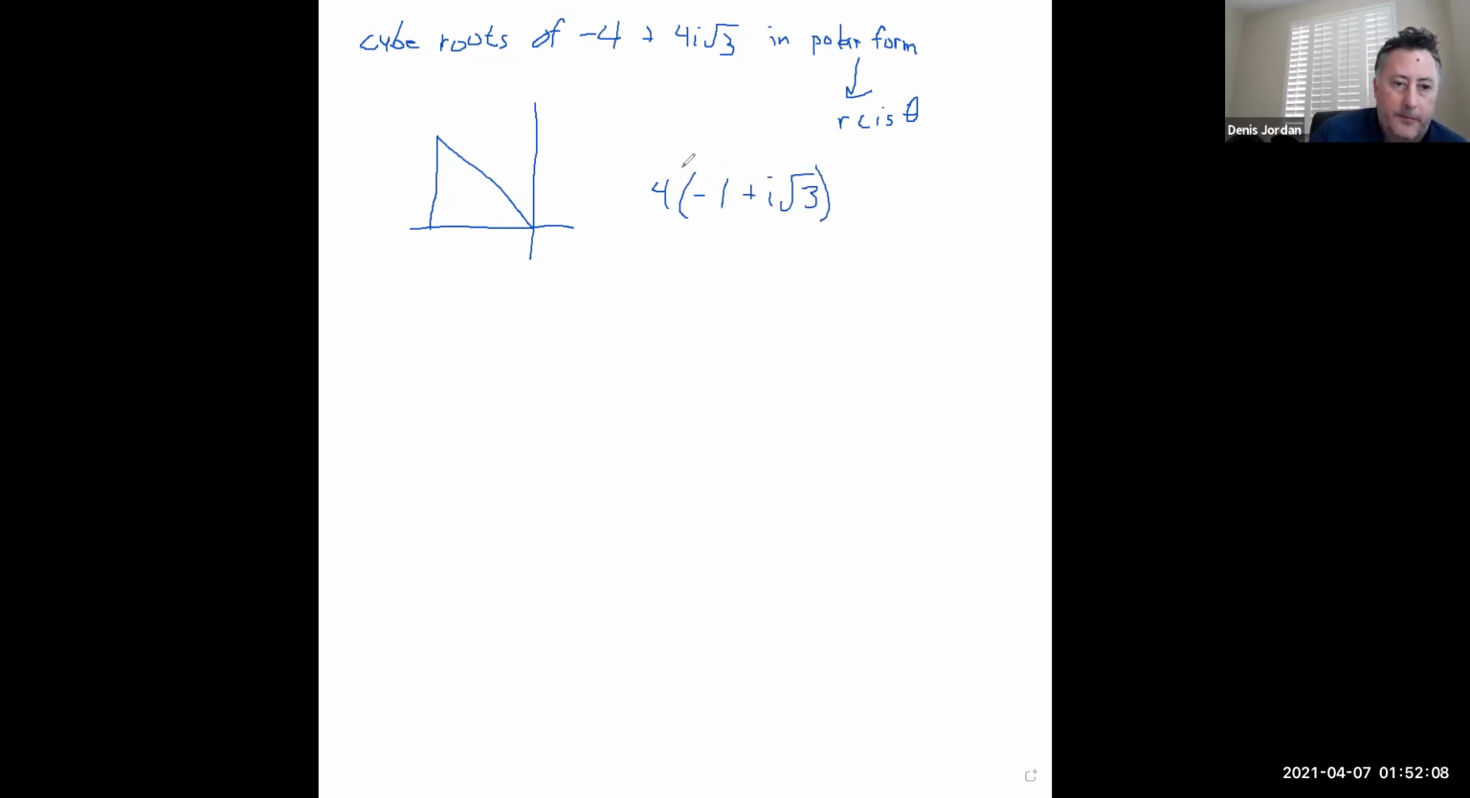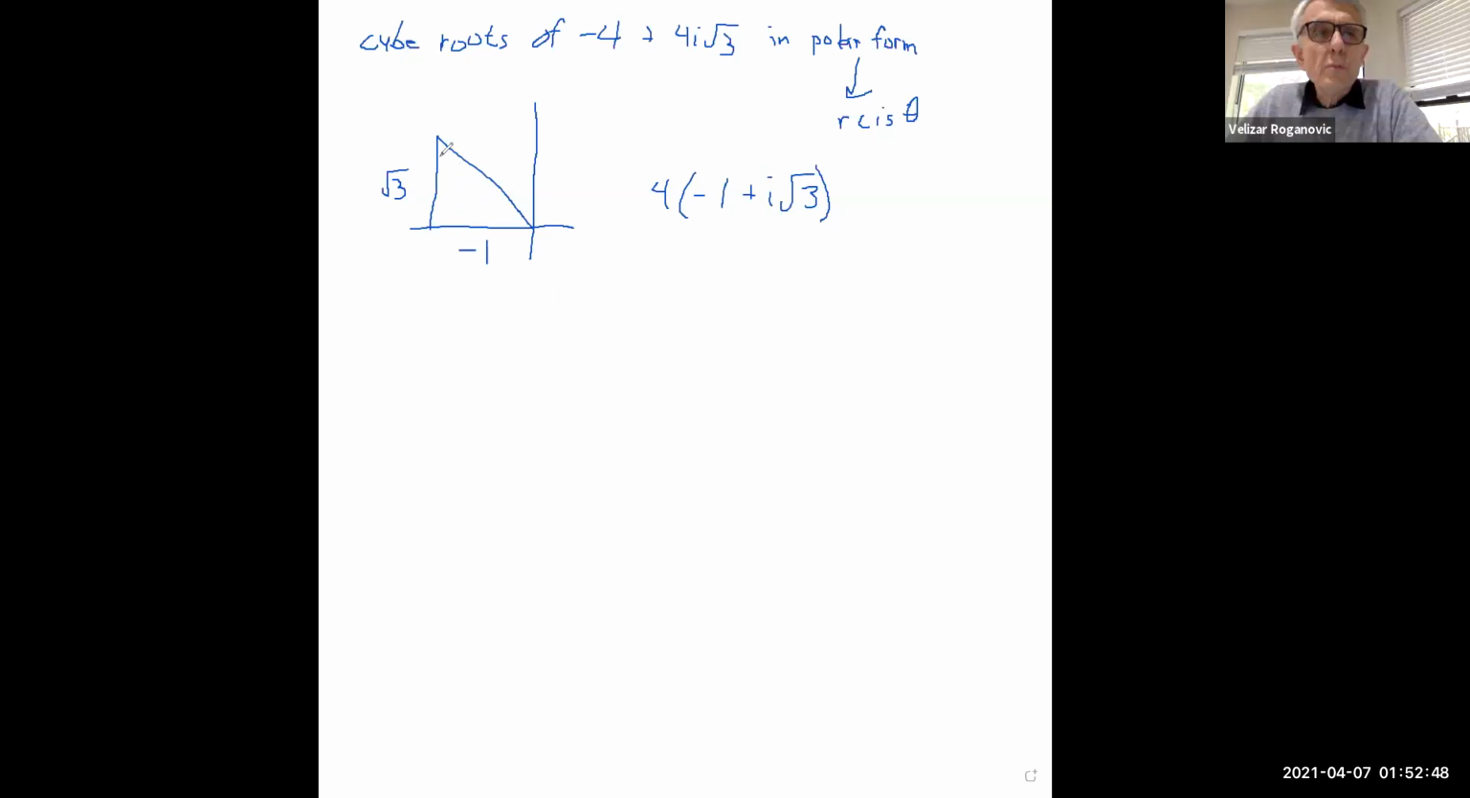You don't have to, when you plot it or graph it, you can ignore the 4 if you want to. Just so you can recognize which special triangle you have. So which special triangle is it? Is it the 45-45 or the 30-60? 30-60. And where's the 30? Is it up here on the top or at the origin? It's at the origin.